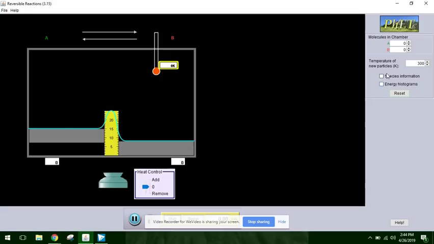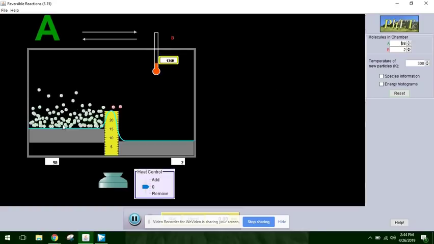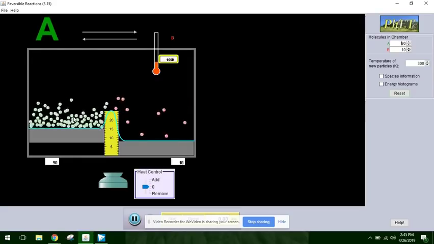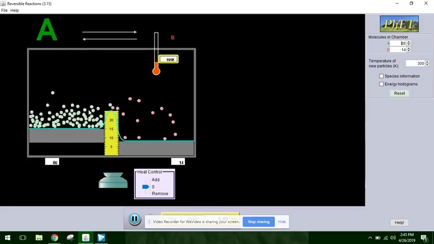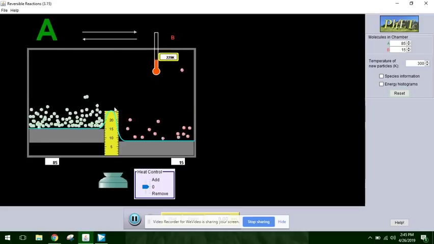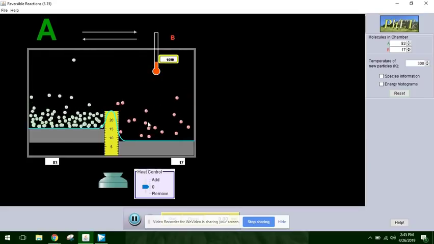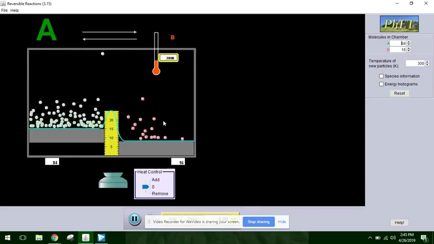So what I want to start by doing is plugging in 100 A particles. And so they do, like all particles do, they bounce off of each other, and eventually the particles hit with enough energy and in the right collision or the right orientation, and they bounce over this wall and go over to the product side, and their color changes from green to red, and they turn into these red B particles.